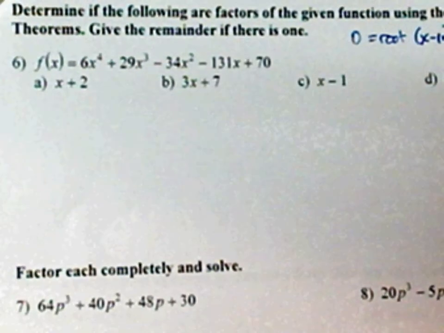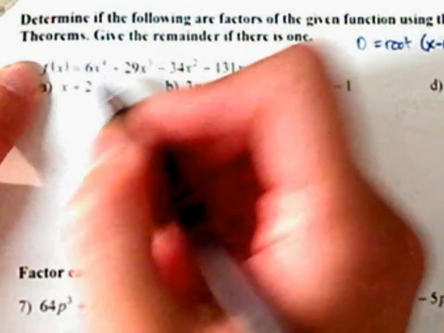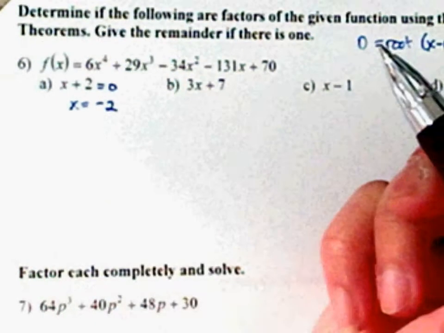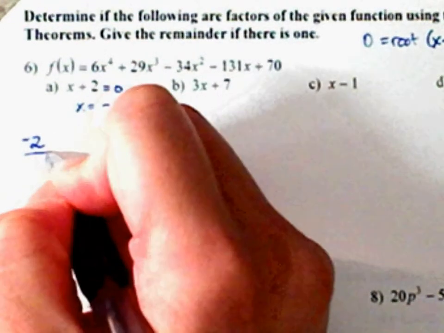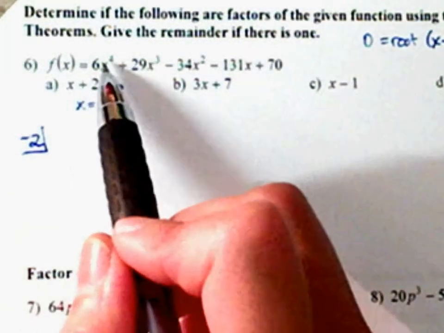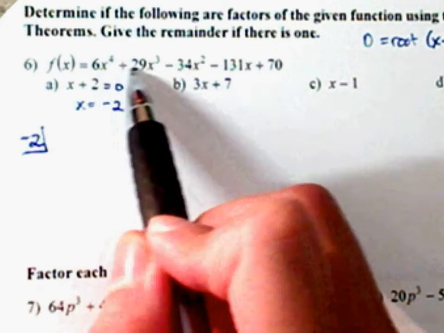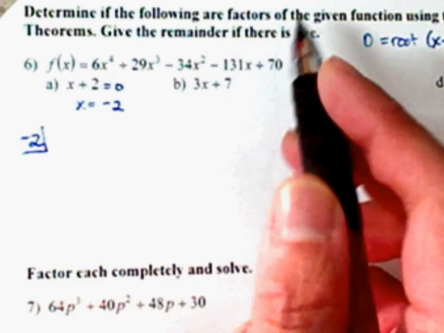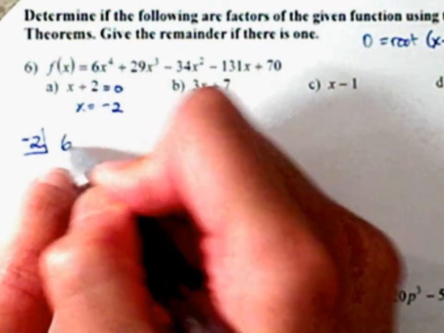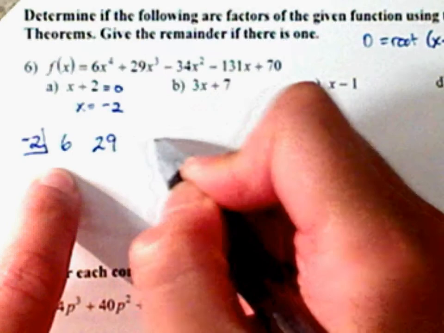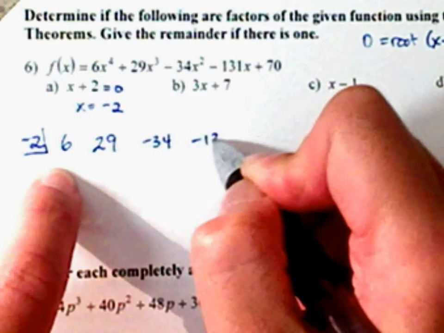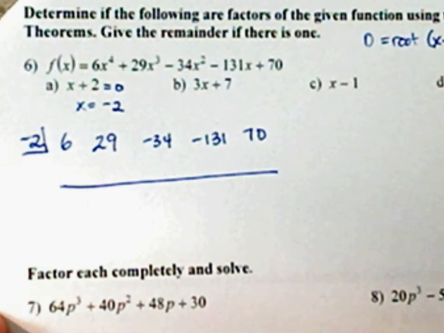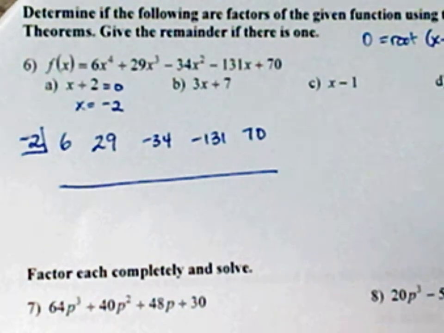So let's take a look at the first one. First of all, on A, you want to set this equal to 0, so x is equal to -2. That is going to be your divisor, -2. Look at your dividend. See that they are in order from your highest to your lowest, and this one is 4, 3, 2, 1, 0. Bring down your coefficients, which is just your numbers: 6, 29, -34, -131, and 70. And now we're going to start our synthetic division to help us.